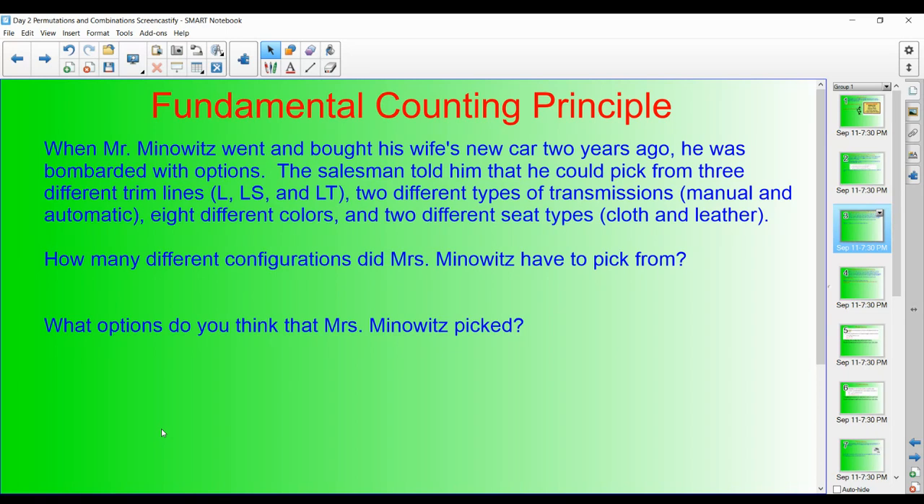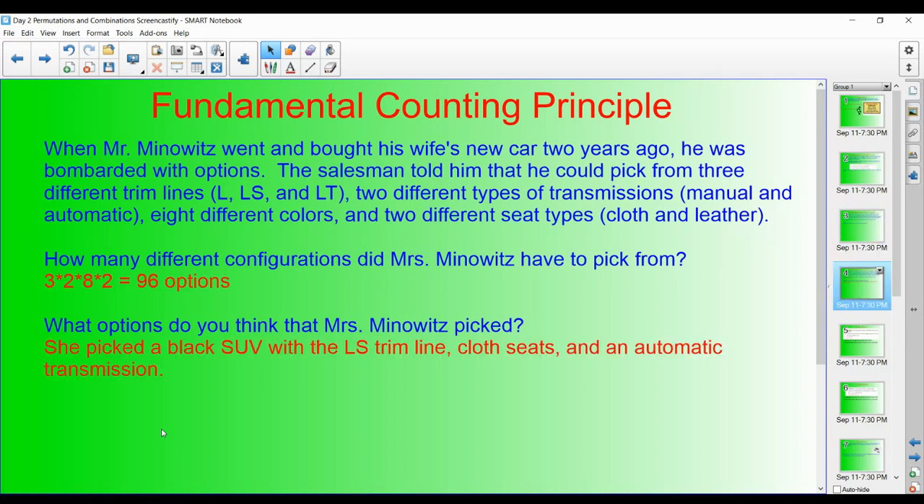When my wife was looking for a car a few years ago, it felt like there were a million options, and we could pick from three different trim lines, so how nice the car was. Do we want it to be a manual or automatic? A bunch of different colors, and do we want cloth or leather seats? I quickly calculated how many different possibilities she could pick from, and then she picked the option that she liked best. There were three different trim lines, two different types of transmissions, eight different colors, and two different seat types. So we got 96 total different options. And down here is what she picked.